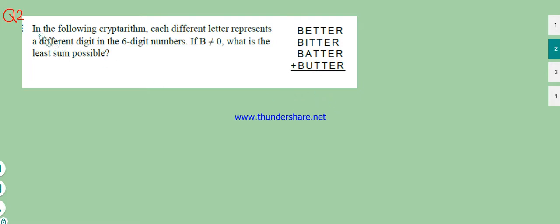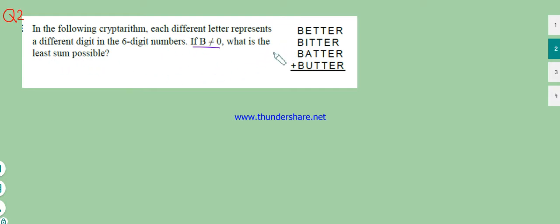Here goes our second question. In the following cryptarithm, each different letter represents a different digit in the 6-digit number. All are 6-digit numbers, 6-letter words. If B is not equal to 0, what is the least sum possible?